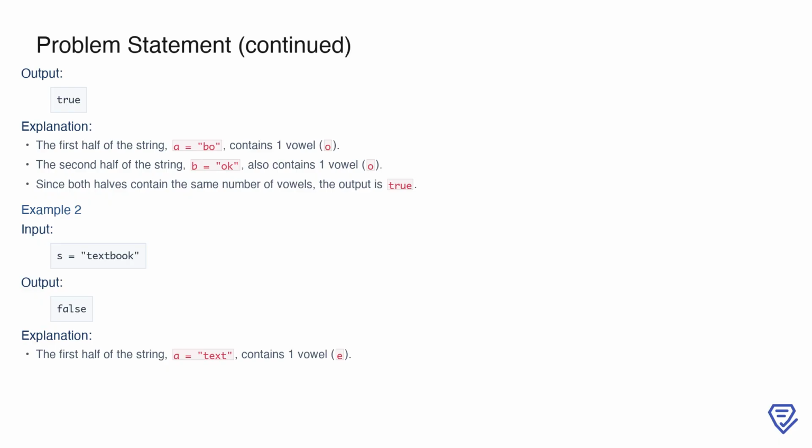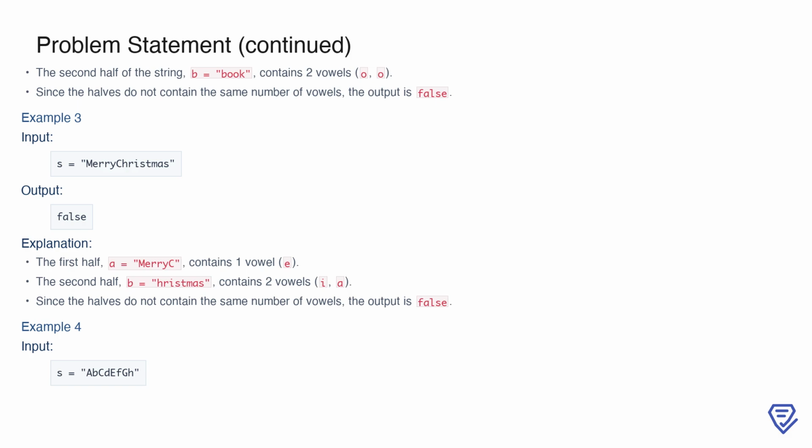Now, take the input S equals textbook. Splitting it into halves gives A equals text and B equals book. Here, the first half A contains one vowel, which is E. Meanwhile, the second half B equals book contains two vowels, both of which are O. Since the halves do not have the same number of vowels, the function should return false.